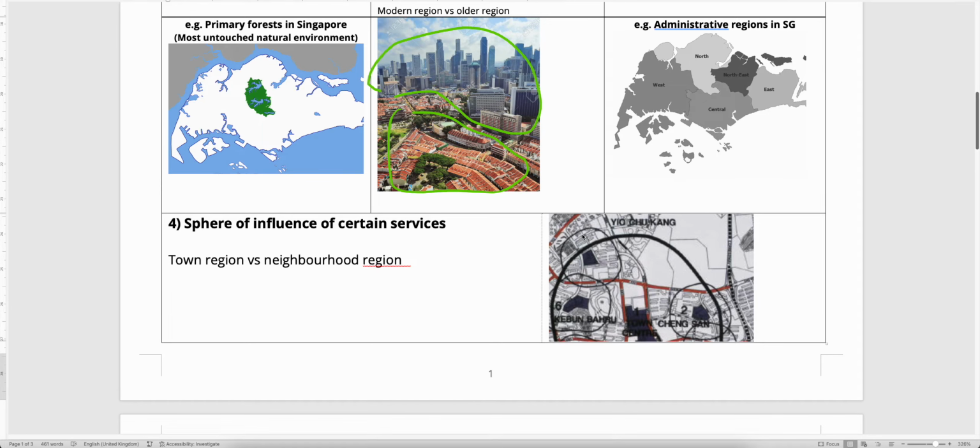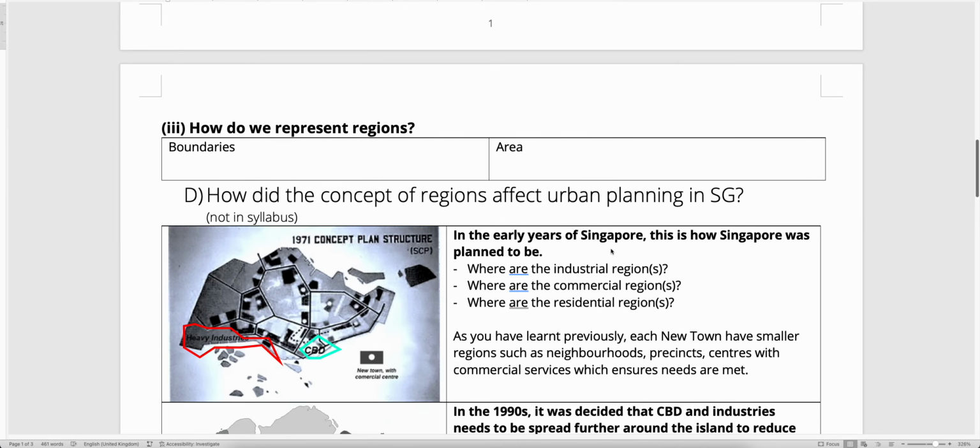Now, how does this affect urban planning? Sorry, let me go to the next part. Now, how do we represent regions on maps? Most of the time we will draw a boundary, we will draw lines, right? You will draw lines to represent boundaries. We may also use shading to represent areas.